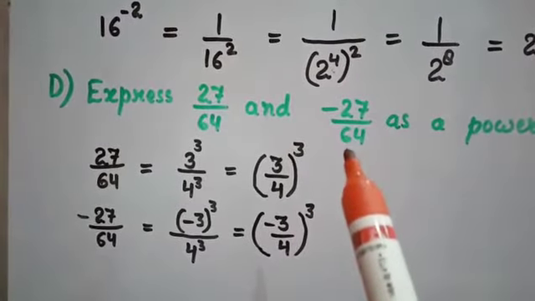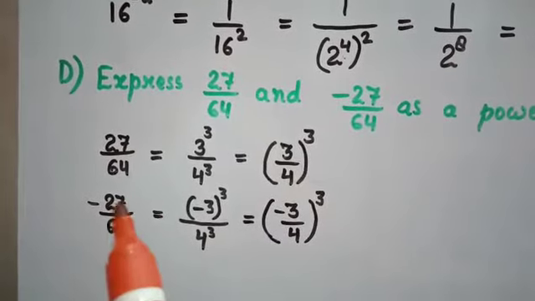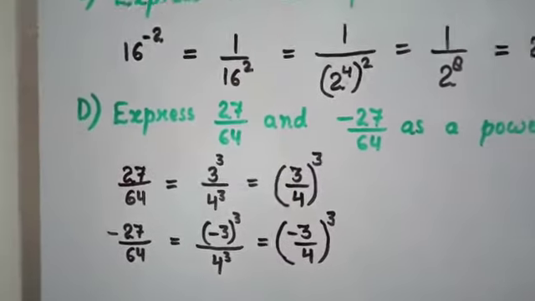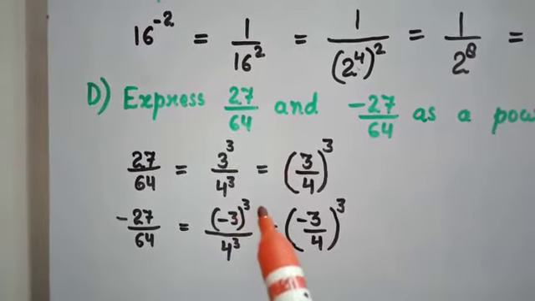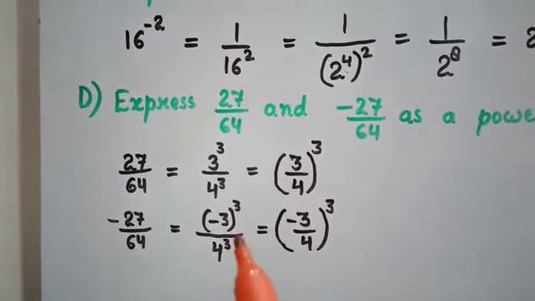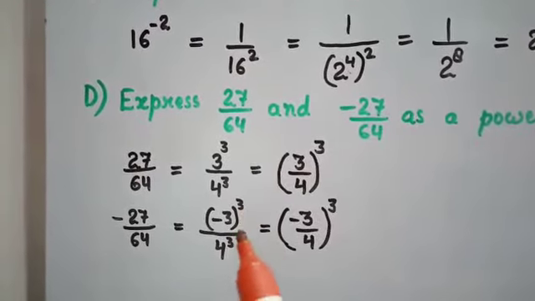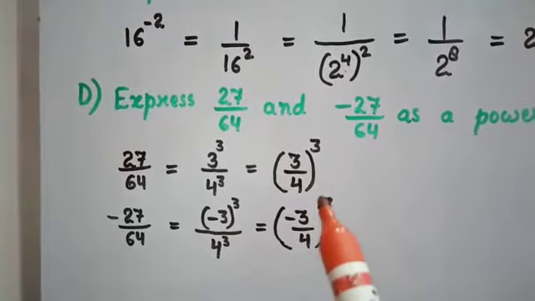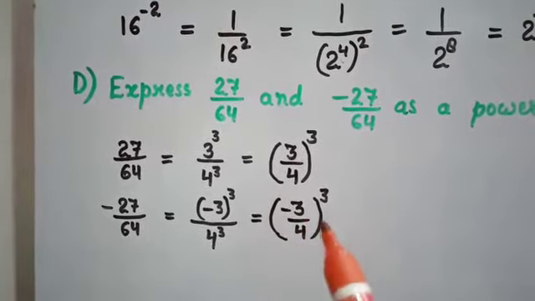Minus 27 upon 64 equal to minus 27 can be written as minus 3 whole to the power of 3, and 64 can be written as 4 to the power of 3. There are same powers, so we will take common power, and it will be minus 3 upon 4 whole to the power of 3.